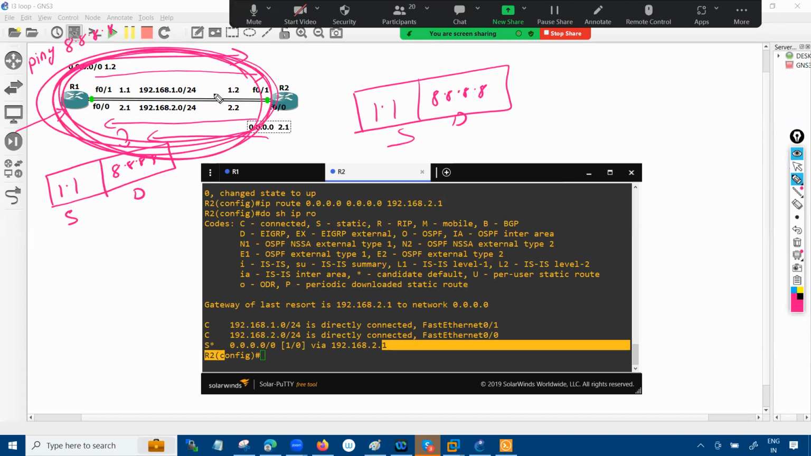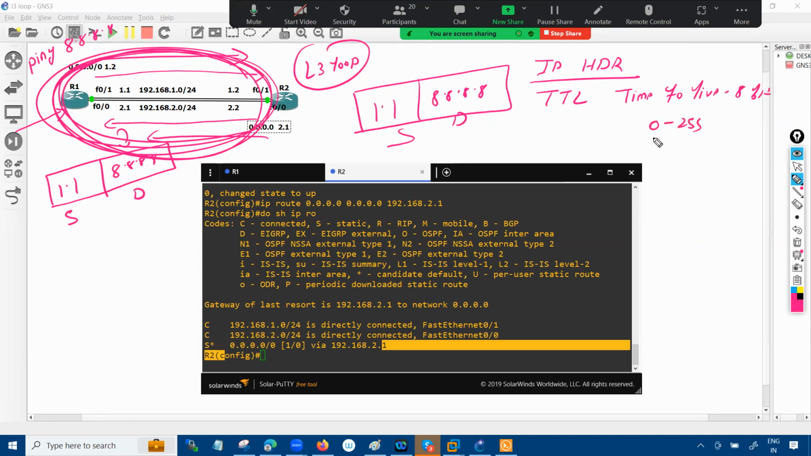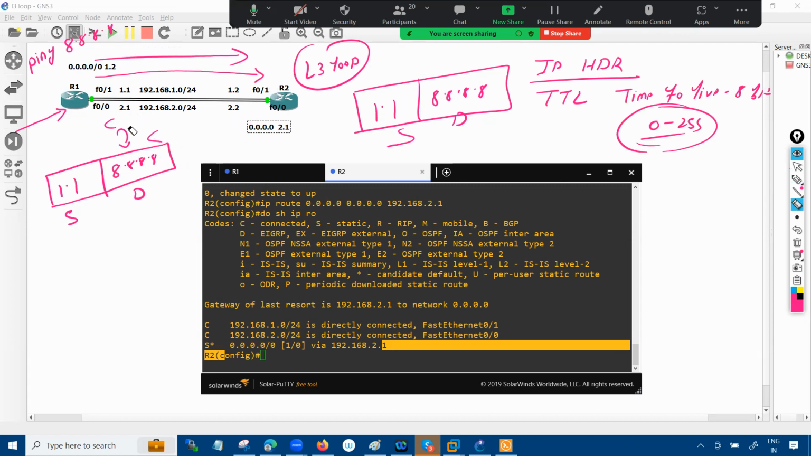But the benefit of layer 3, right? This is the layer 3 loop. What is the benefit with a layer 3 loop? In the layer 3 header, or we can say the IP header, we have a field known as TTL, time to live. It's an 8-bit value, right? If you see the name, it says time to live. 8-bit means what? 0 to 255.